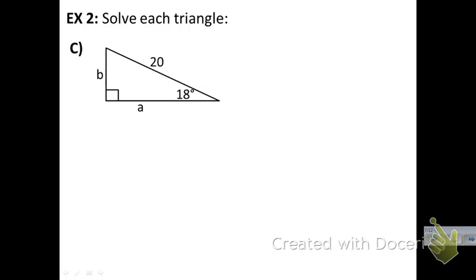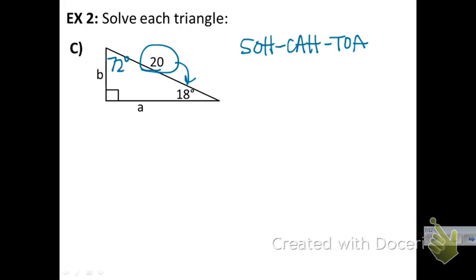Okay, here's our last one. Again, you can find this other angle because they're complementary, so we take 90 minus 18. We get 72. Then to find the sides, we're going to use that 18 degrees and say, how is 20 related to the 18? And it is the hypotenuse. So we have two functions that use hypotenuse. So we're going to set up our first equation.